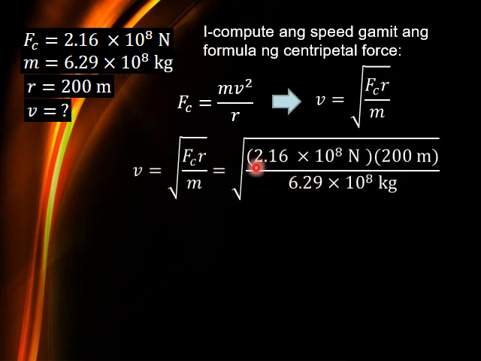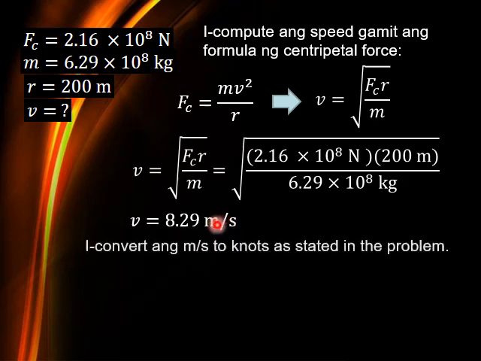So, pag sinubstitute natin siya, we now have 2.16 times 10 to the 8 newtons times 200 meters divided by 6.29 times 10 to the 8 kilograms. And then, we will simply get the square root of that. So, the final answer is 8.29 meters per second.